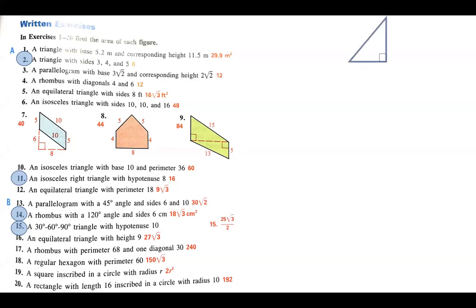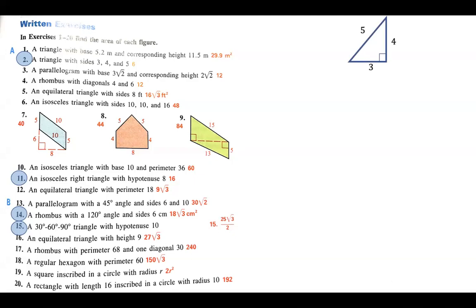3, 4, 5 is one of those Pythagorean triples, right? So how are you supposed to know that just from the sides? Well, by now you should always be ready to see if you ever have a triangle with side lengths 3, 4, 5, it's a right triangle. So 3, 4, 5. So it's a right triangle.